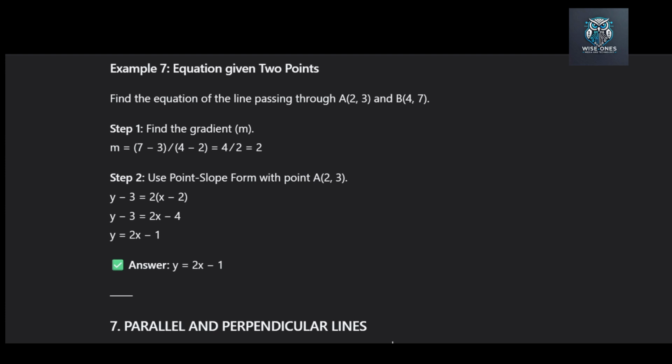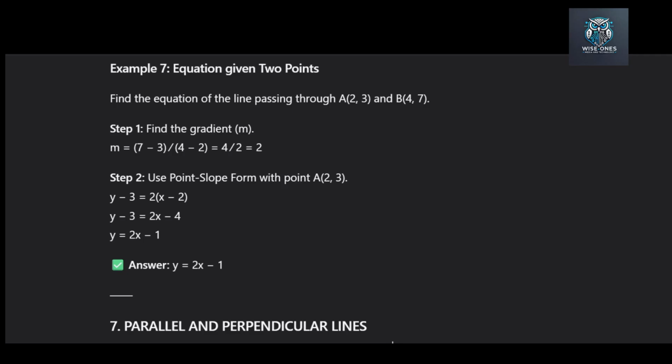m equals (7 minus 3) divided by (4 minus 2). 7 minus 3 is 4. 4 minus 2 is 2. 4 divided by 2 is 2. So m equals 2.